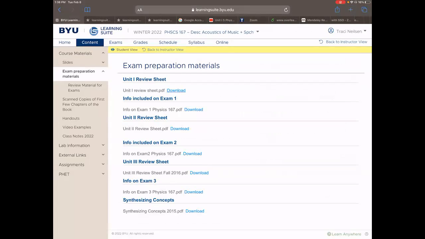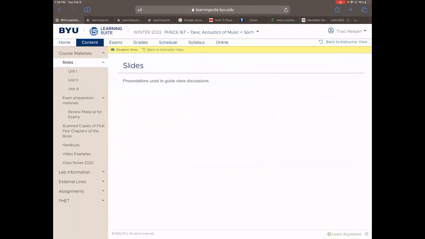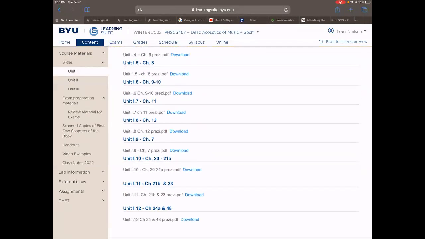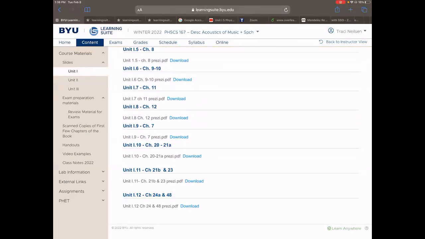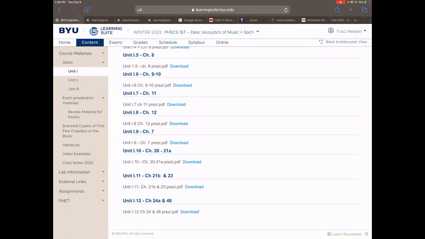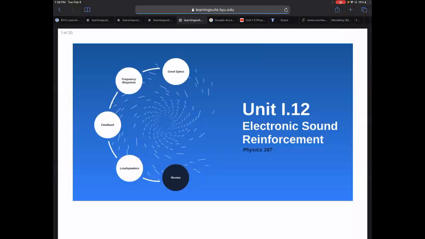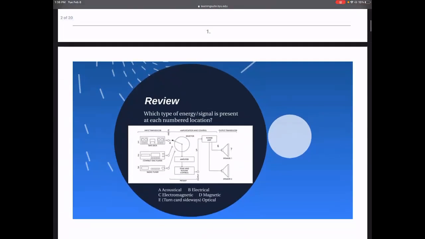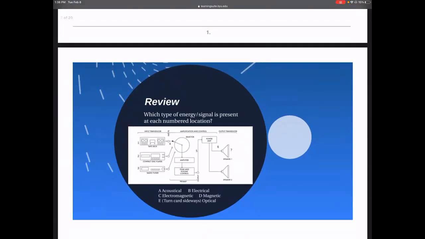For these questions in particular, but for all of the questions here, under slides, again, content, course material, slides under Unit 1, you can find PDFs of slides that have tons of information in them. So particularly for this Unit 1.12, if you go to this file and you go to the review, this is related to question number 26.